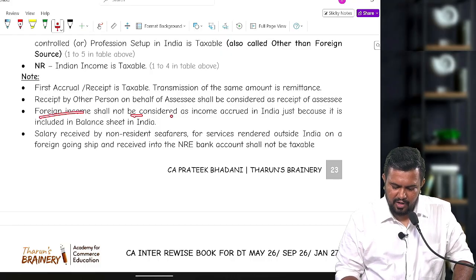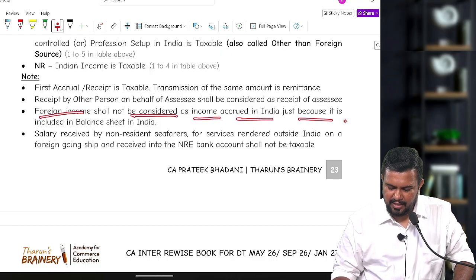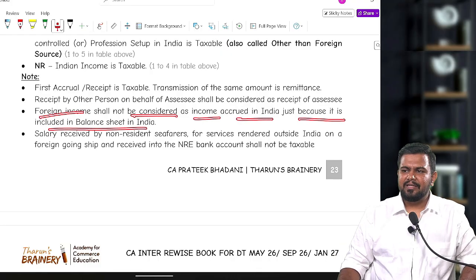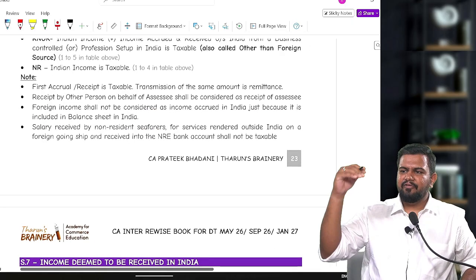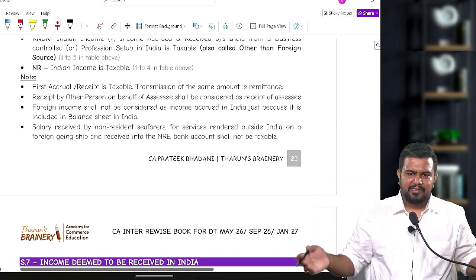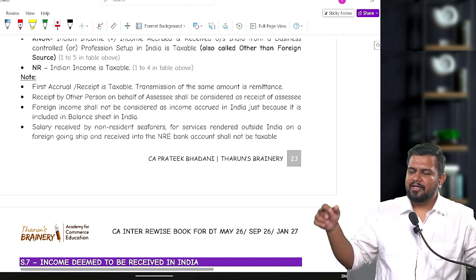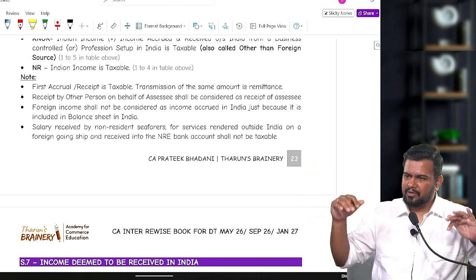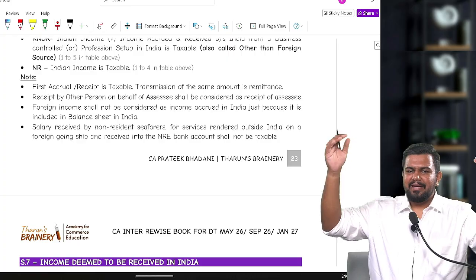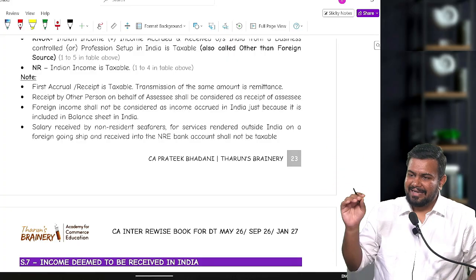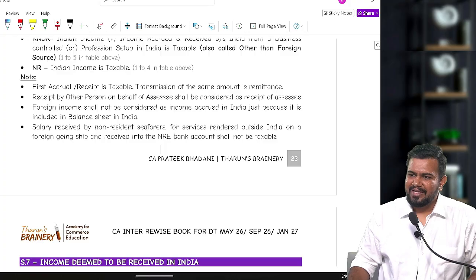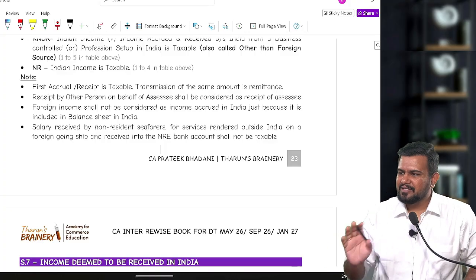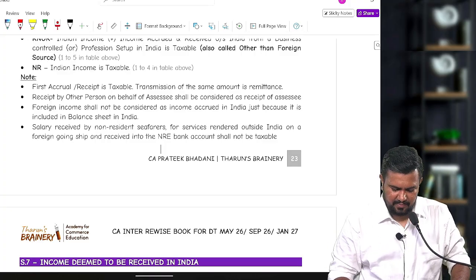foreign income shall not be considered as income accrued in India just because it is included in the balance sheet in India. So let's say there is an Indian company, a subsidiary of a foreign company, and they have to prepare a consolidated balance sheet. In that consolidated balance sheet, foreign company entries are also there. Now, since foreign company entries are there in the balance sheet, does it mean that the foreign income will become Indian income? The answer is no. Just because it is written in the balance sheet does not mean it will become Indian income.